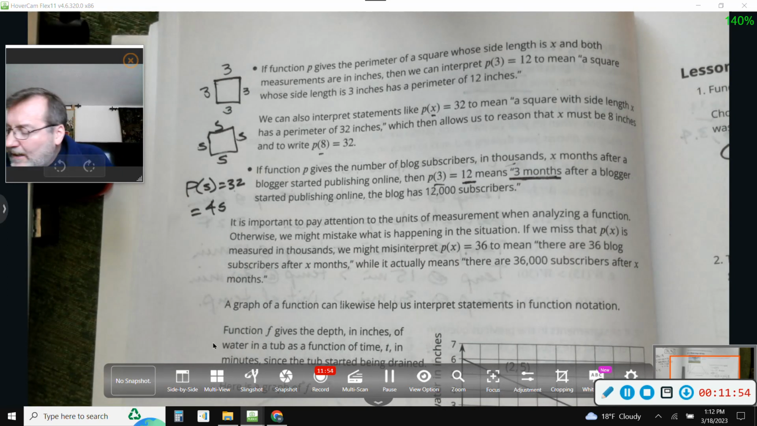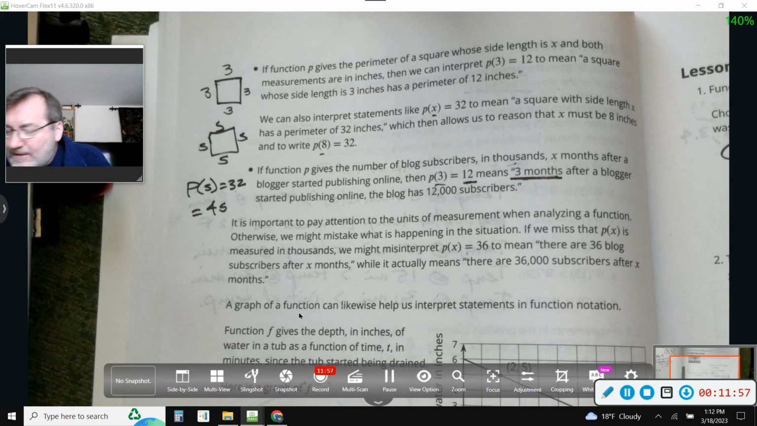So that's the end of lesson 3, and so I'll move on next to the practice problems.